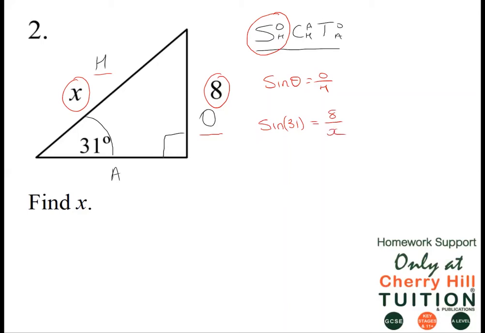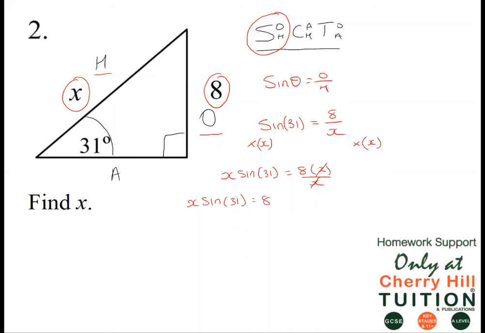Now we need to make x the subject. So let's start by multiplying everything by x. This will get rid of the x in the denominator and bring the x to the top as a numerator, leaving us with x sine of 31 is equal to 8 multiplied by x over x. Now on the right hand side, the x cancel out. So we are left with x sine of 31 is equal to 8.